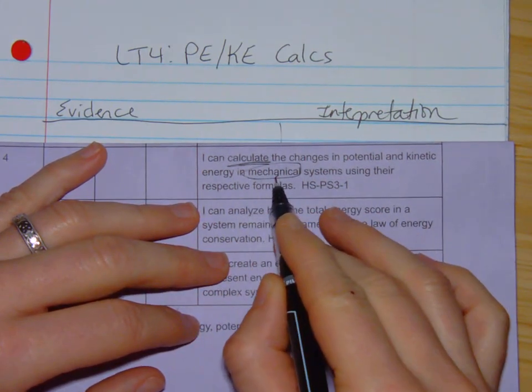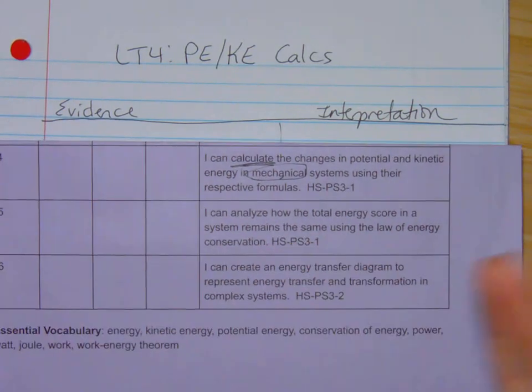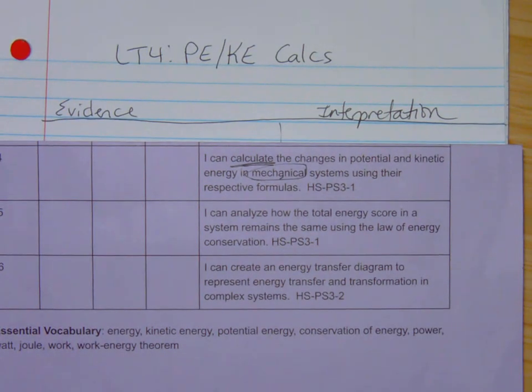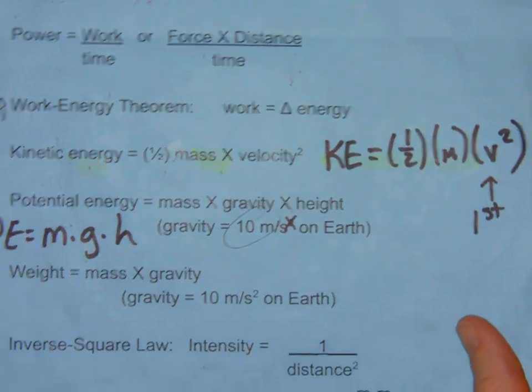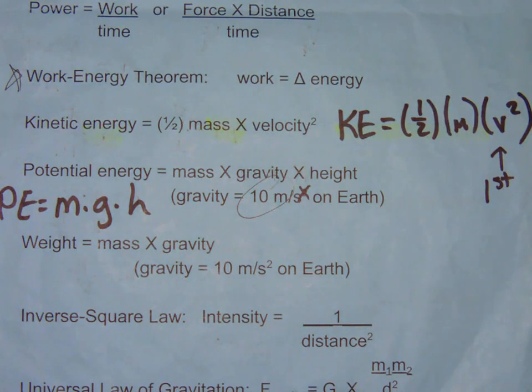Mechanical systems, remember mechanical just means there's moving parts, using respective formulas. So using the formula for either potential or kinetic energy. So if you're in class, you know I made a suggestion that you also write these formulas on your formula sheet in that format.